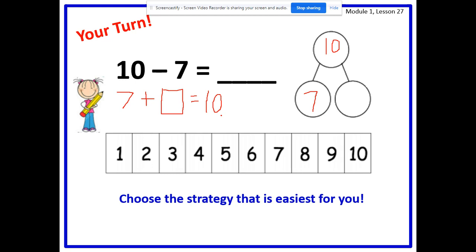Yes, 10. So now think about it. Do we count on or do we count back? The most efficient strategy would be counting on. Because if we count back, we would start at 10 and count back 7 times, which could take a little longer. And if we count on, we're starting at 7, so circle 7 on your number path.